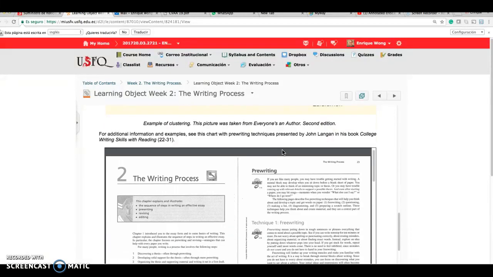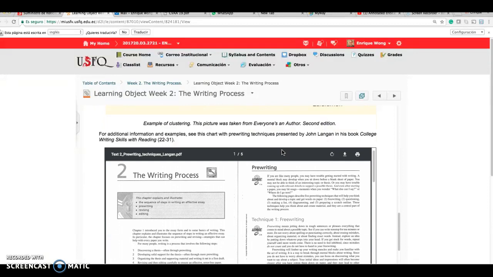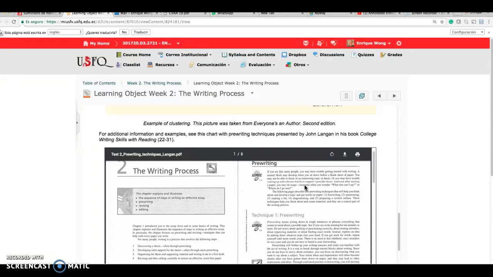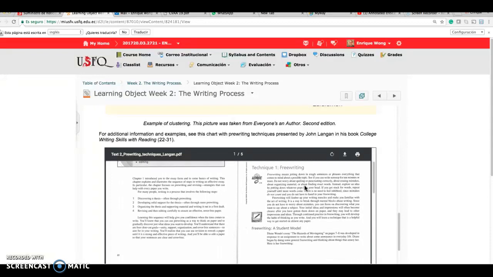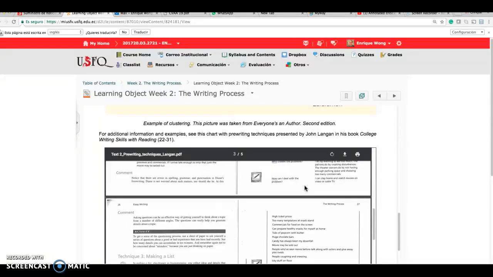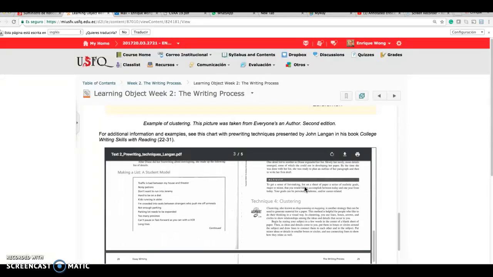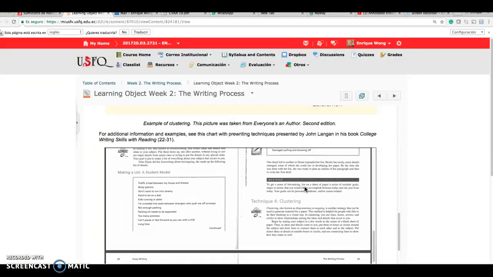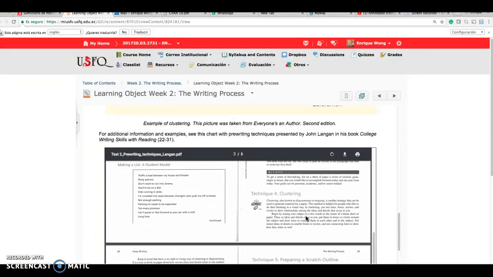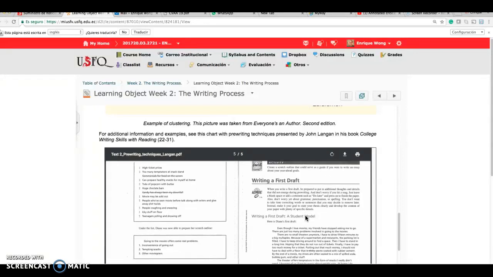And you have here one chapter from John Langan's book, College Writing Skills with Readings, and you have a very clear definition of all pre-writing techniques. You may want to read these before you go ahead and read Andrew Lanford's text, which is very useful as well and would give you additional material.